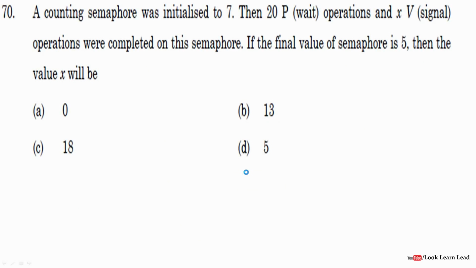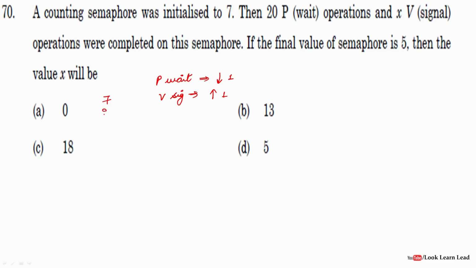A counting semaphore was initialized to 7. So initially its value is 7. Then 20 P operations and X V operations were completed. P is wait. When a P operation is performed, the value of the semaphore is decremented by 1. And V is signal. When a V operation is performed, the value of the semaphore is incremented by 1. So initially it is 7.